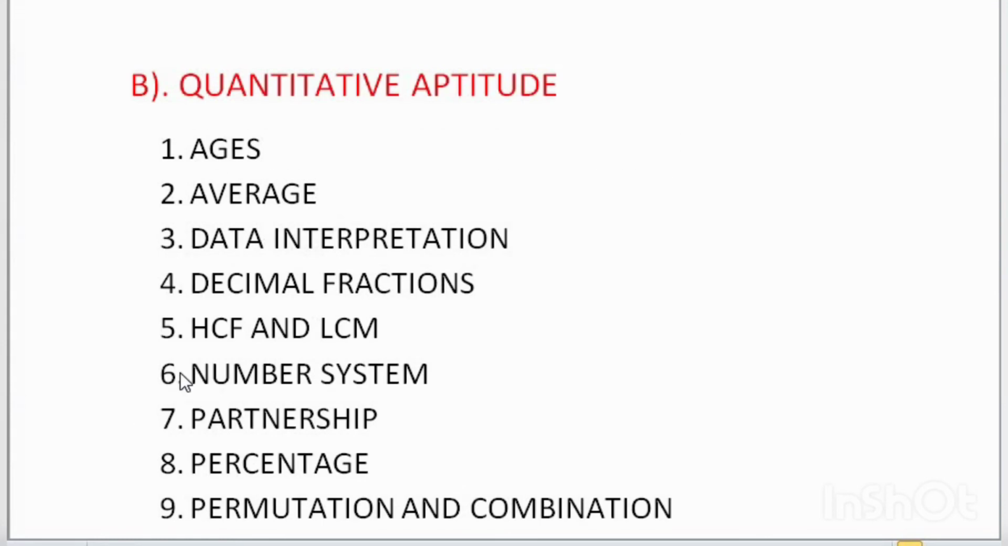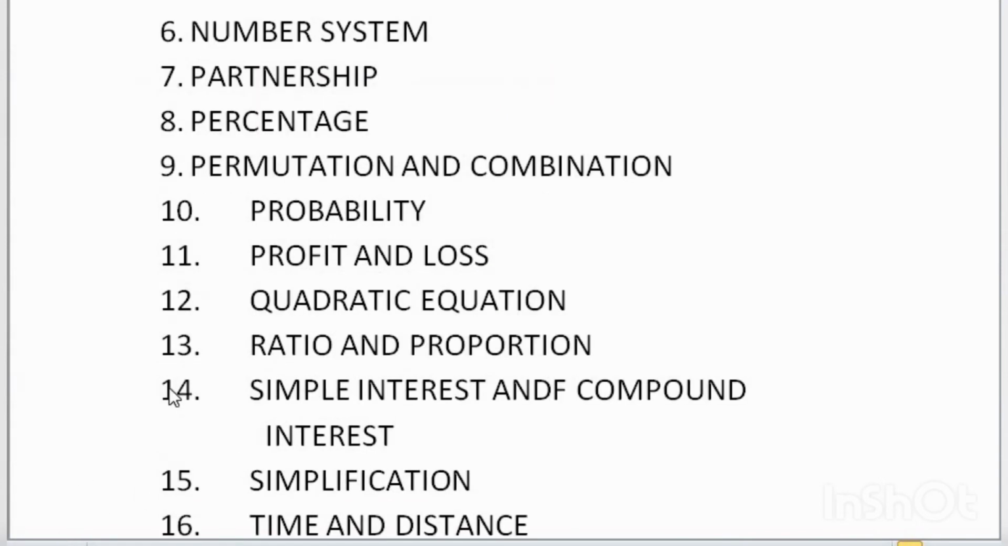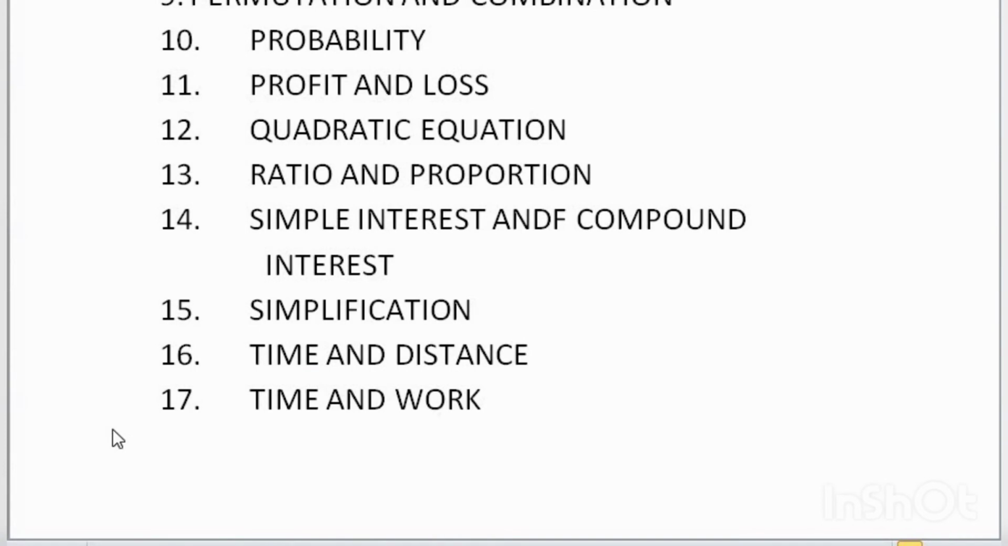In case of quantitative aptitude, the topics covered are ages, average, data interpretation, decimal fractions, HCF and LCM, number system, partnership, percentage, permutation and combination, probability, profit and loss, quadratic equation, ratio and proportion, simple interest and compound interest, simplification, time and distance and time and work.